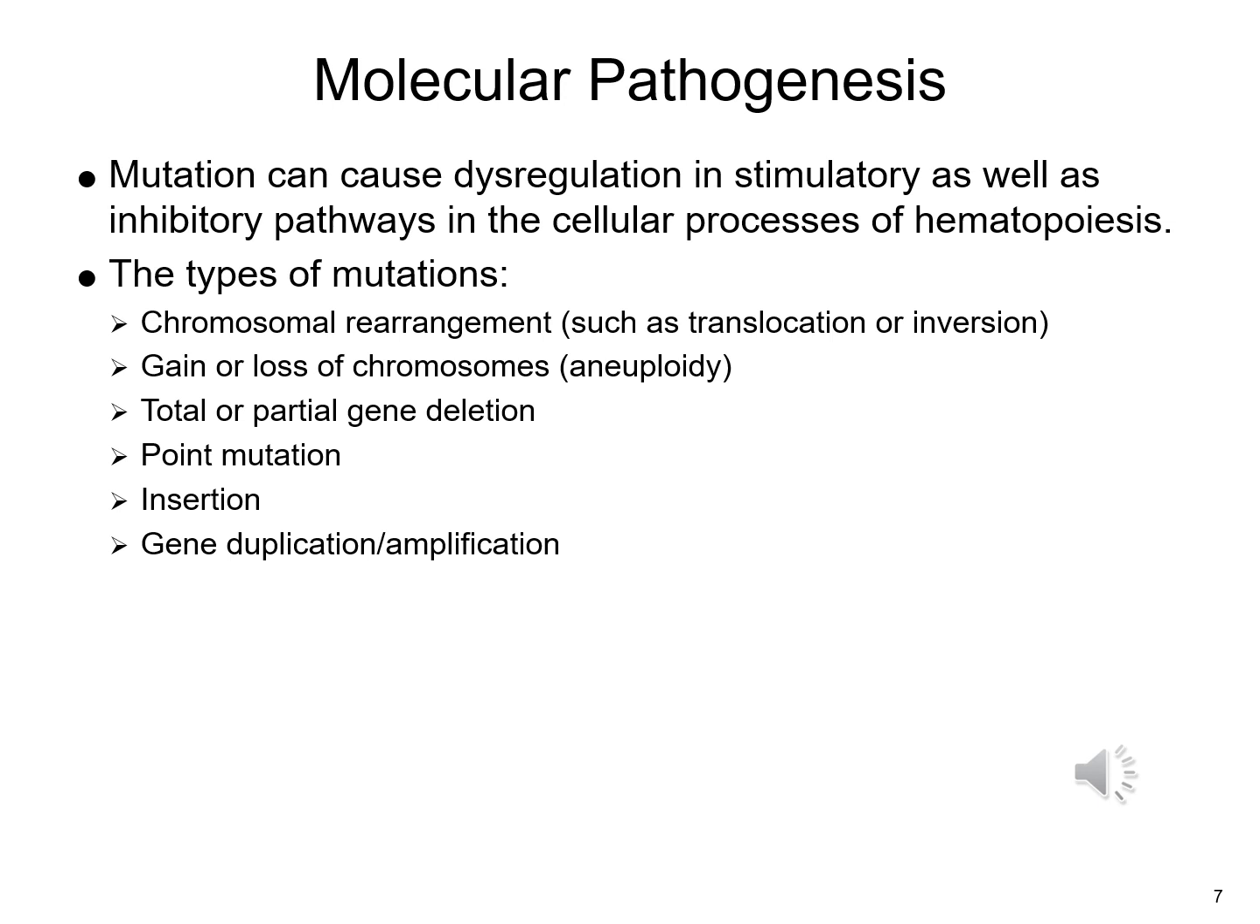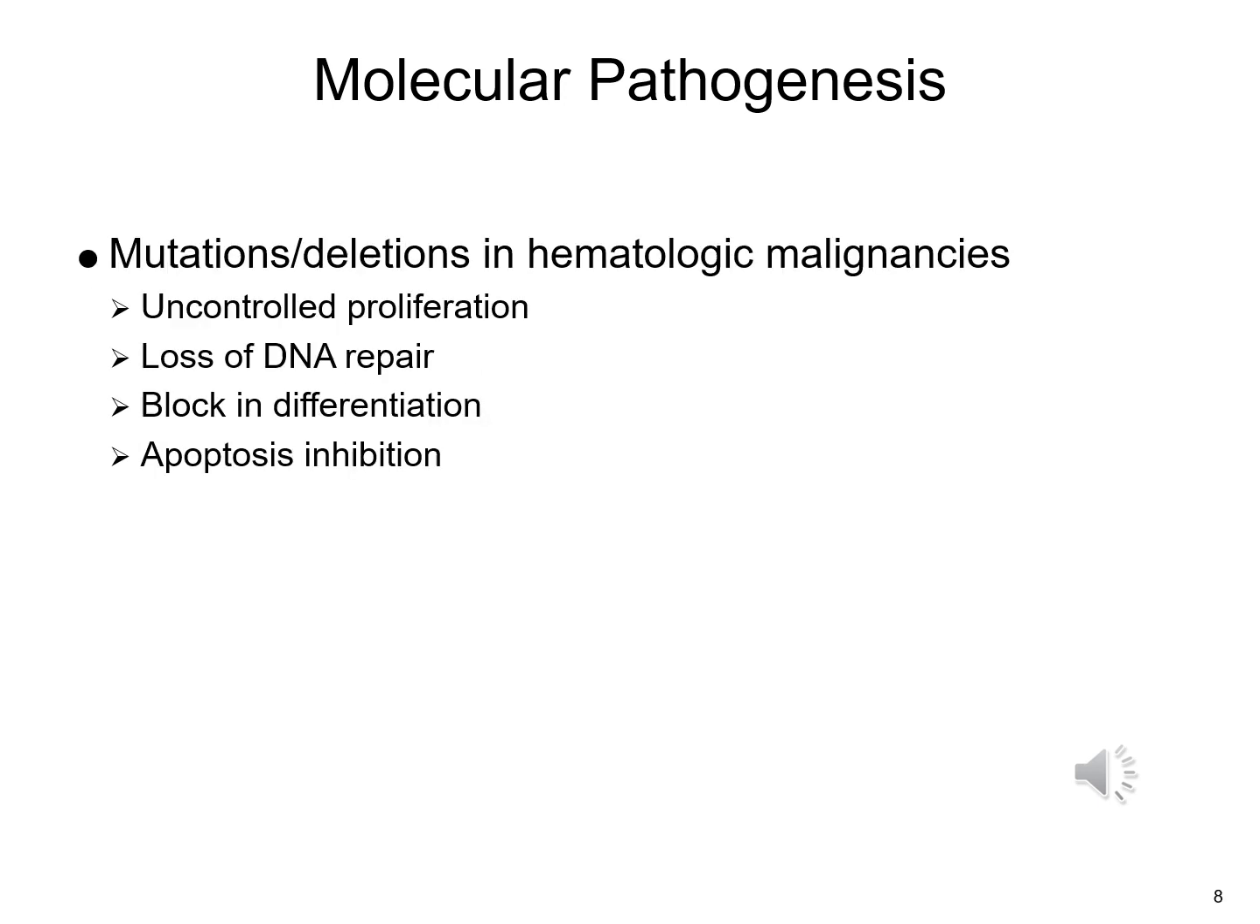Some of the types of mutations that we see are things like chromosomal rearrangement, gain and loss of chromosome, total or partial gene deletion, point mutations, insertions, and gene duplication or amplifications. In hematologic neoplasms, mutations or deletions will actually disrupt key genes coding for various cellular proteins and processes, and it can result in one or more of the following.